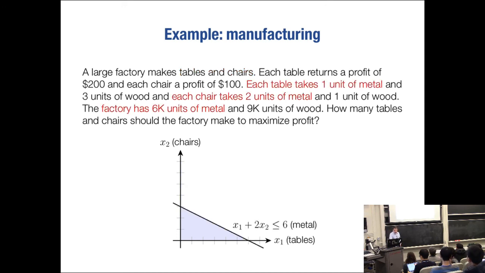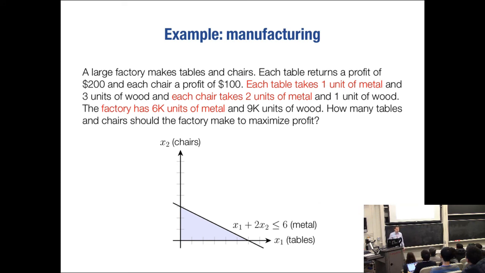Okay, so now let's talk about how the constraints in this problem translate into constraints on these variables here. The first thing we know is that each table takes 1 unit of metal and each chair takes 2 units of metal, and we have a total of 6,000 units of metal. Now what that corresponds to is a linear constraint on the allowable space of chairs and tables we can make, right? Because any point over here will require more than 6,000 units of metal.